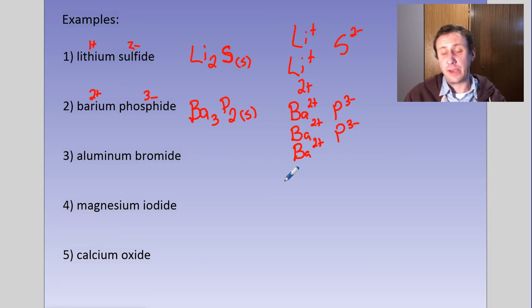Another thing I should mention is that what I'm working out right now is what's called the formula unit. I'm really finding just the ratio that would exist in the crystal lattice of this ionic compound, right? So what I'm realizing is that I have 3 bariums for every 2 phosphides in this ionic compound. That's what I'm finding. I'm finding the ratio.